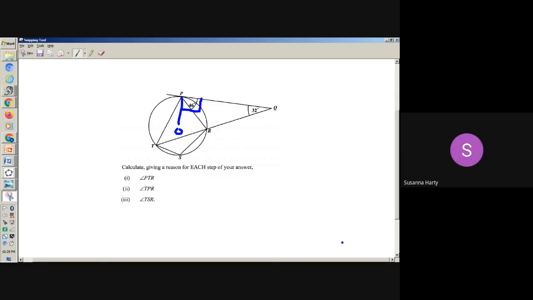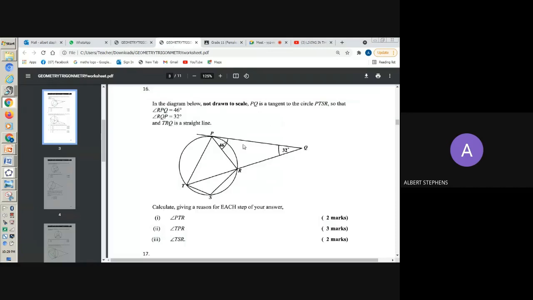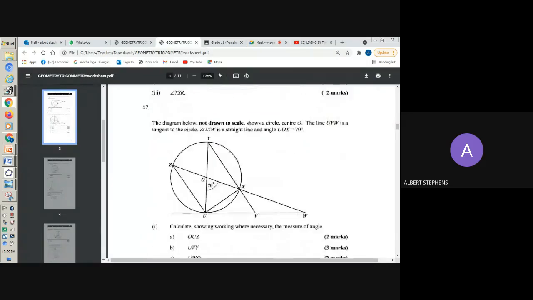90. But there's no center. That's the trick about it. There's no center. They didn't give a center. Let me share something quickly. Where is it? Before I lose it. All right, let's look at this question here.